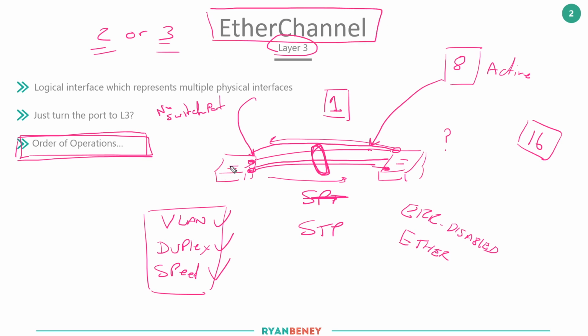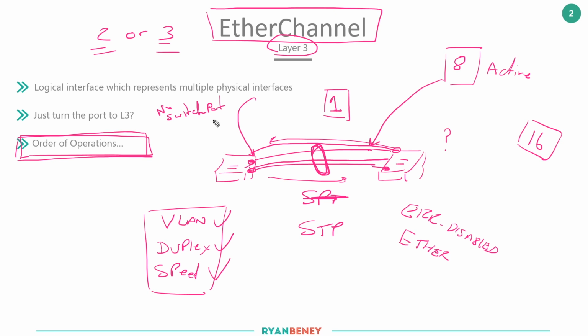So a lot of information to take in there, but effectively what I'm saying is that if you want to change an Ether channel from layer 2 to layer 3, or from layer 3 to layer 2, it's best to tear down your Ether channel, change the underlying ports, whether that's turning on switchport or turning off switchport, and then building the Ether channel back up. So that's the rule of the order of operations.